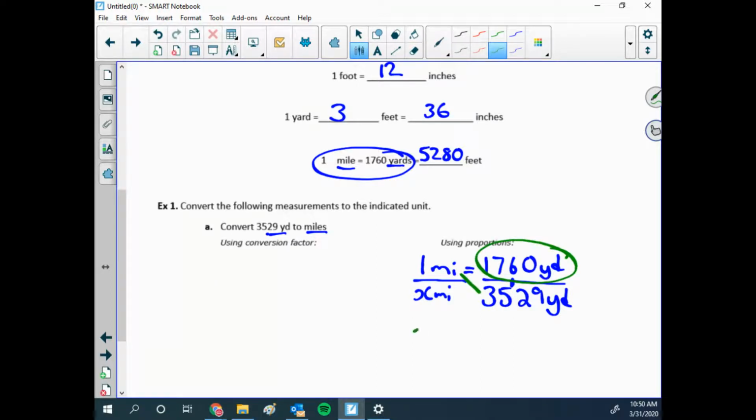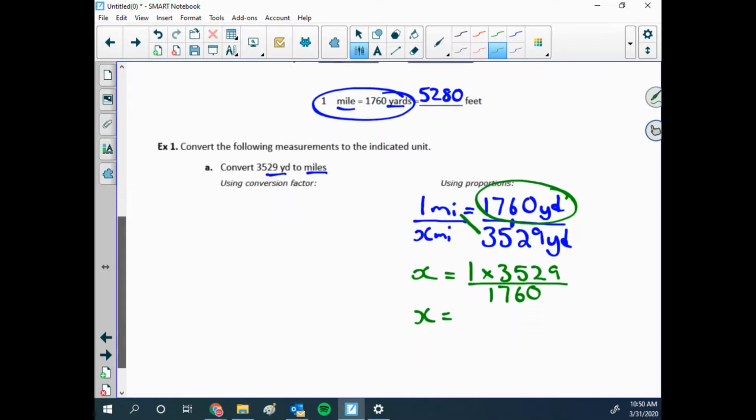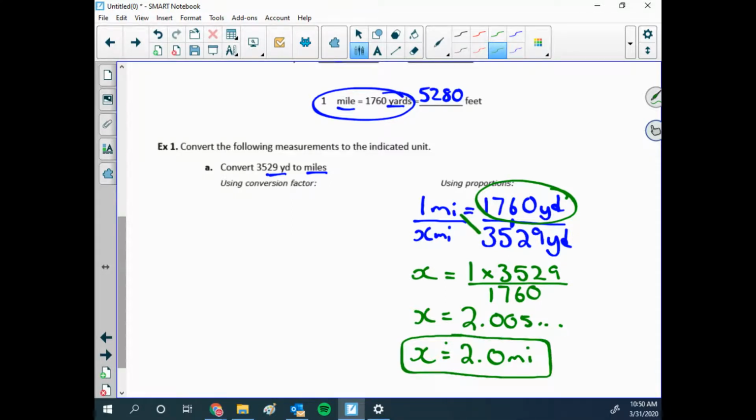So to figure out how many miles is in there, we would go 1 times 3,529, which is just 3,529. And then I would divide that by 1,760. And so my final answer here, when I divide those, it comes out to be about 2.005, and this number keeps going. So I will just say X is approximately 2.0 miles. Now, in this unit, it's especially important you include in your answer what unit you are talking about, okay?